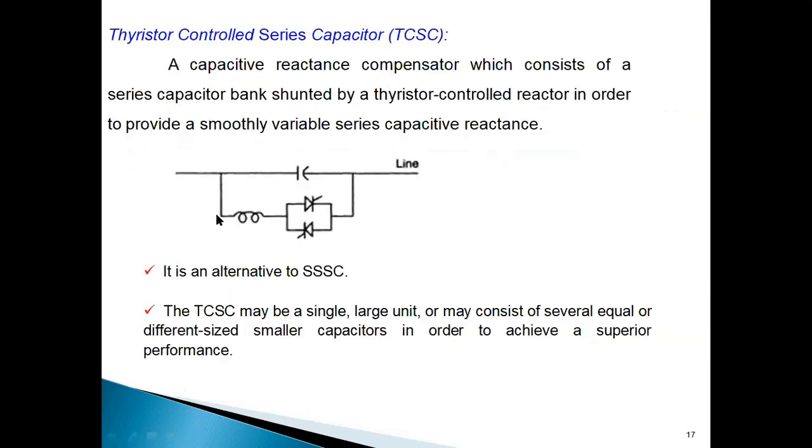Now another example is TCSC. I'll be explaining this in an upcoming slide, but let me tell you in a short manner. This is a schematic diagram for TCSC. We have a series capacitor, an inductor, and a back-to-back connected thyristor valve. Together we can call this portion the TCR.